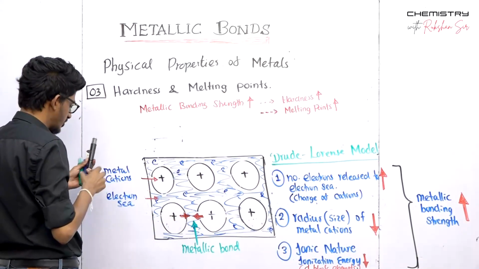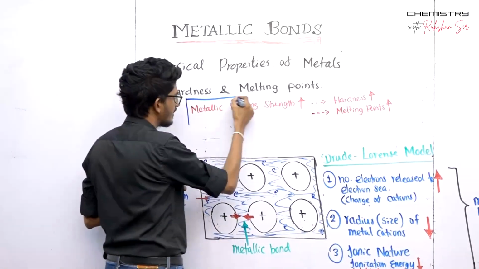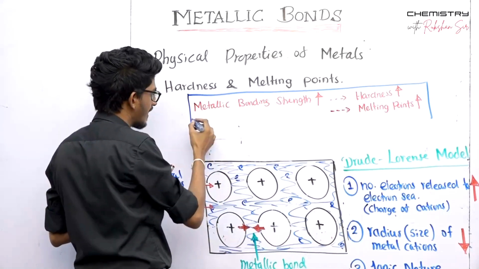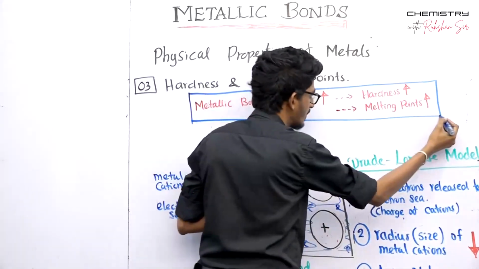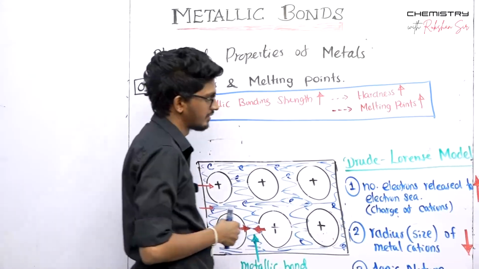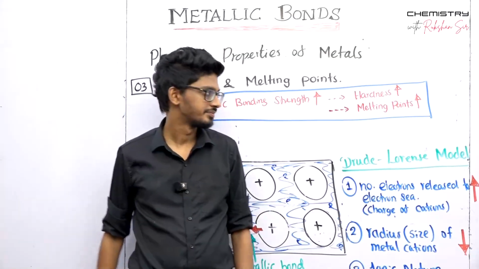This is the theory you should know. So the hardness as well as the melting points both depend on the metallic bonding strength among the metal cations in your metals, right? Now that is the idea, right?